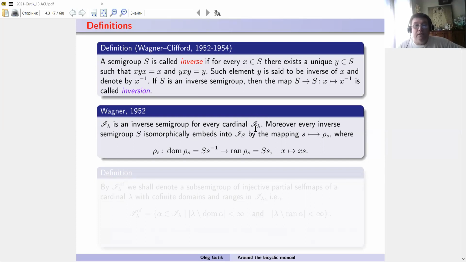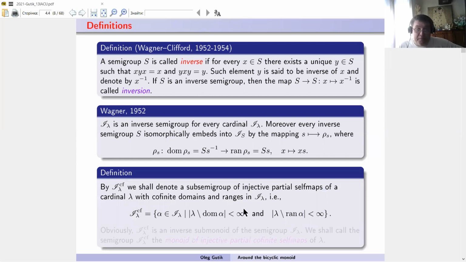cardinal lambda; here is misprinted. Moreover, every inverse semigroup is isomorphically embedded into I S by the following map, where to any s we put the right shift rho s, with the following domain and the following range.